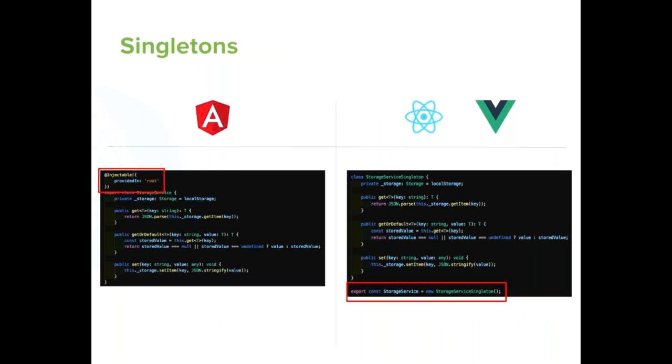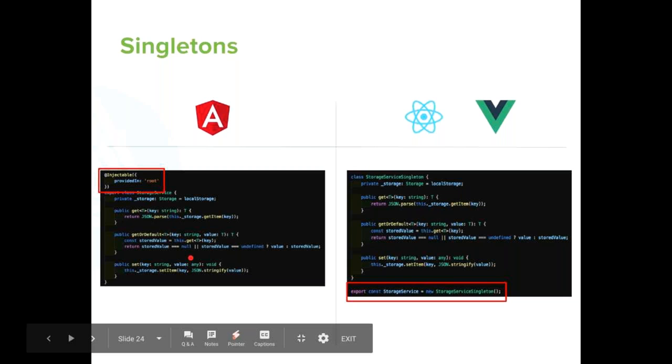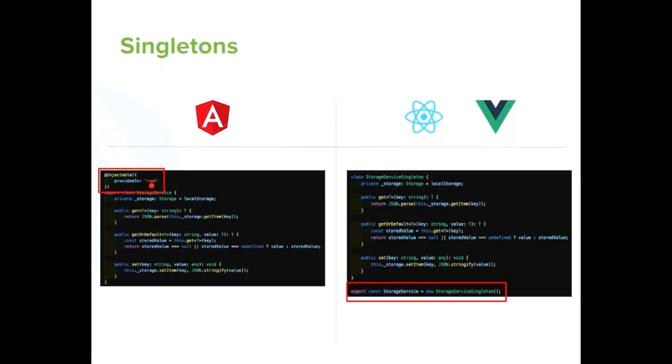So singletons are objects, let's call them, of which there's just one instance in your application. Angular has that by default. It just supports it. Since Angular 6, you have the providedIn root parameter that you can add to the Injectable decorator. In that way, you don't even have to import that service anywhere. It's global, and it's just one instance of this service.